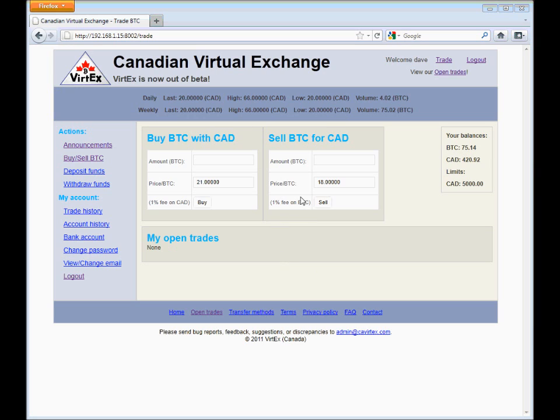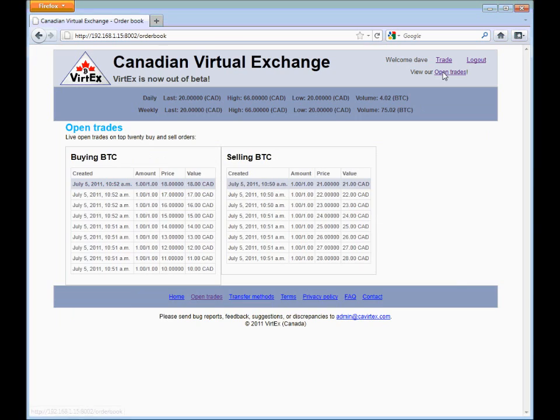Okay, so as you can see here, I'm in my test environment. I've logged in to my test environment. This is not the live environment. And if we go to open trades, we can see the sellers on the right hand side, the buyers on the left hand side, and everything is neatly organized here in $1 increments.